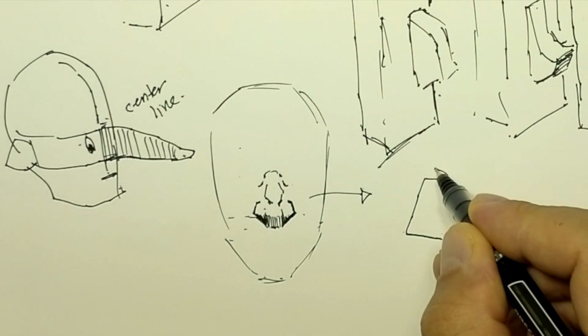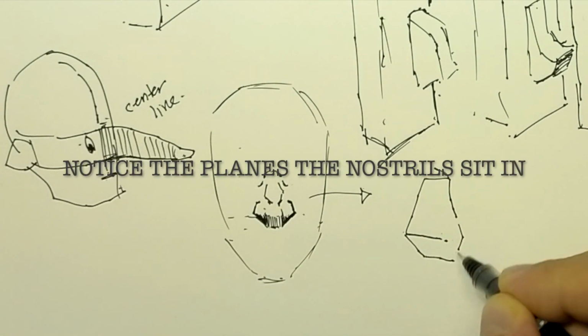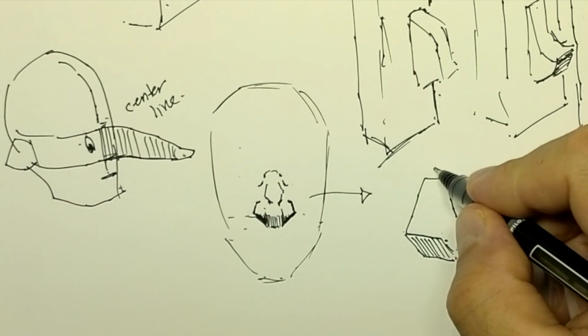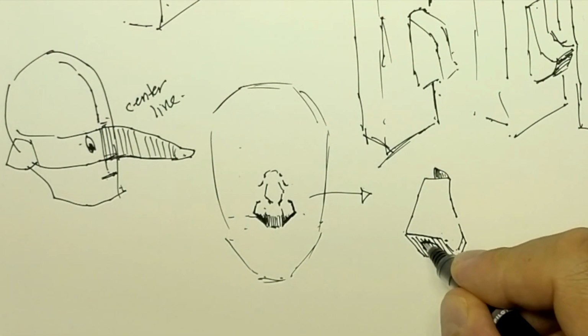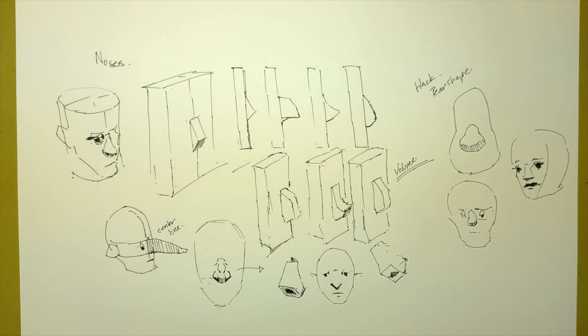So I want you guys to understand where the nostril openings are, because it can be kind of confusing. But they're right underneath, on that diagonal plane underneath.